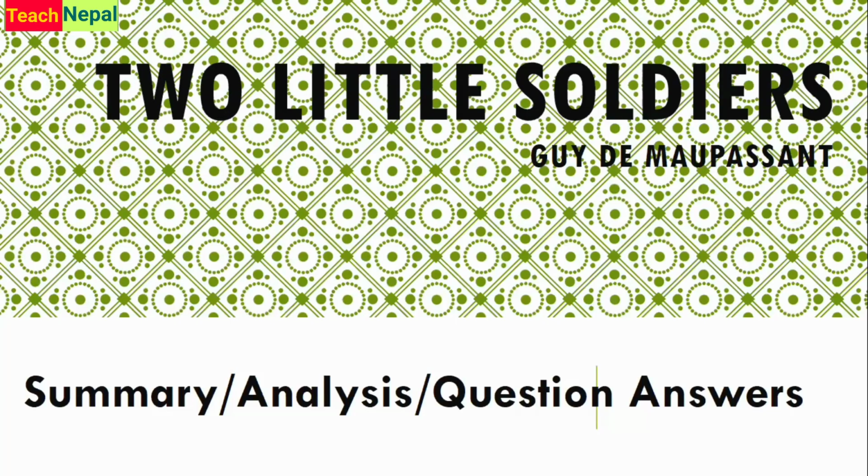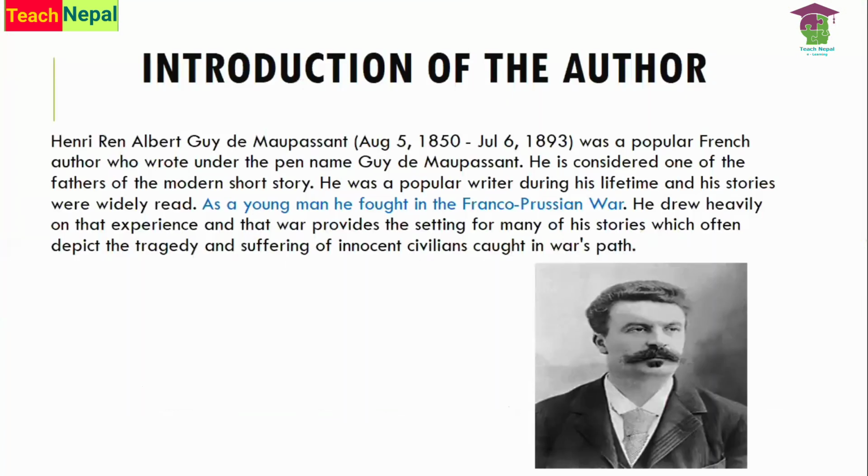Now let me get started with the story, Two Little Soldiers. It's written by Guy de Maupassant. It's a French name, so it's somewhat difficult to pronounce. Here we'll be dealing with the summary, analysis, and question answers of this story. Now let me get started with the introduction of the author.